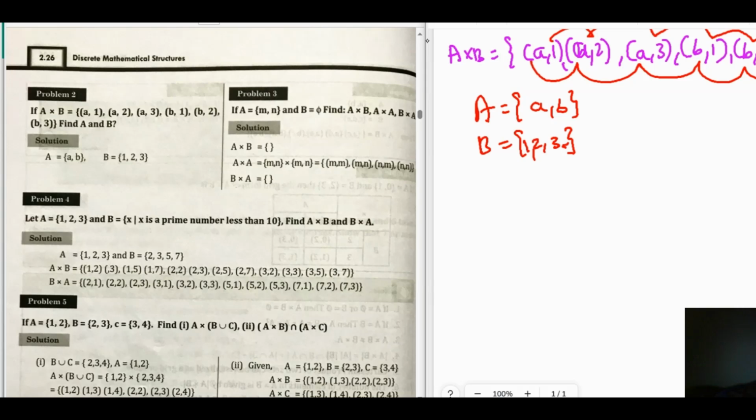Then next one you have, if A is {m, n} and B is a null set, then what will be A cross B? If A is {m, n} and B is a null set, then what will be this ordered set? This will be empty.